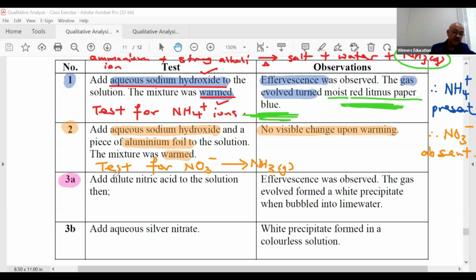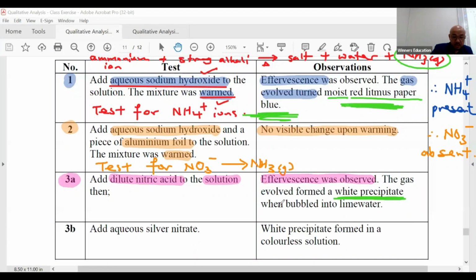3A. You add nitric acid solution to the solution. And what do you see? Effervescence was observed. The gas evolved forms a white precipitate when bubbled into lime water. Okay, don't go there first. Once again, how do I know I need to use lime water? That's a question. Listen carefully. This is a practical question that I'm trying to get you to visualize, because in school, they keep giving you the answer, blah, blah, blah, and you don't even know what's happening.